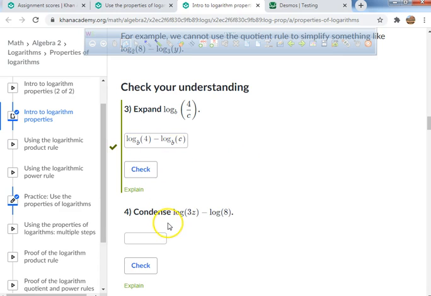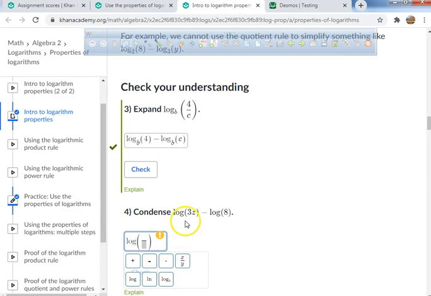Ta-da! Condense. So if we want to condense this, we're going to take this guy and put him underneath this guy. So we're going to say log, since there's no base, basically this is a common log, even though you can't see it's a base 10. I'm going to open up a parentheses, make a fraction. I'm going to put the 3z on top. Oh, not 3x, sorry, 3z on top. And I'll put the 8 on the bottom. So this is how you condense it using the quotient property.